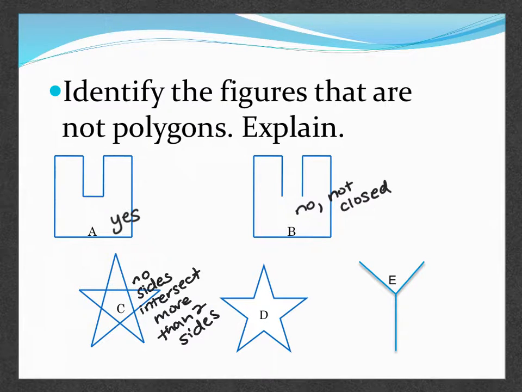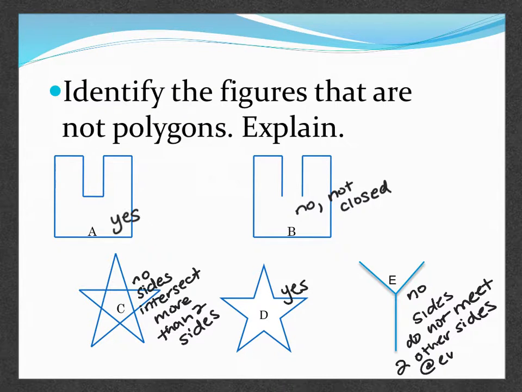Is D a polygon? Yes. Is E a polygon? No. Why? So each one had to intersect two other ones, which they are, right? Each one's intersecting two other ones, but where does it have to intersect? Vertex. At the vertex or the end points of the segment, okay? So sides do not meet two other sides at the end points. So each side does intersect two other sides, but not at each endpoint.